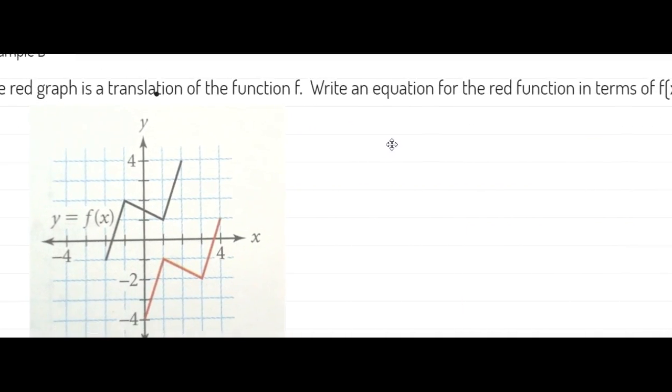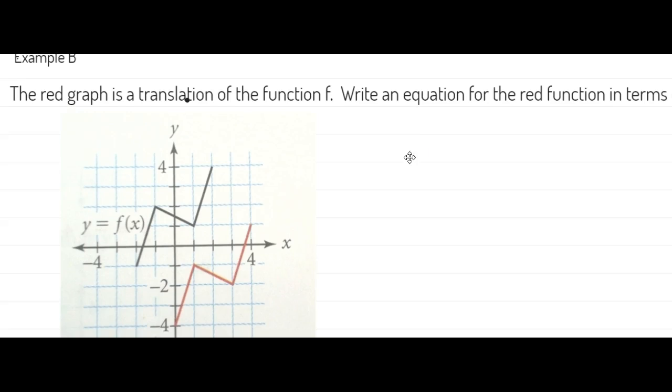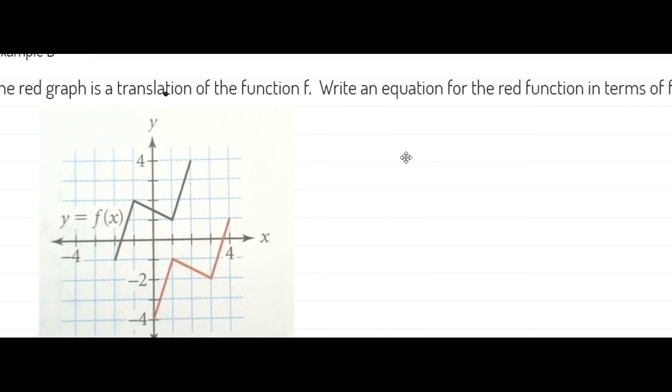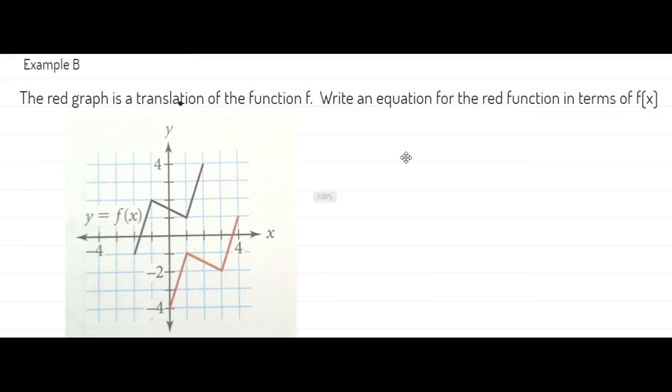So now let's move on to example B here. Alright, so example B says the red graph is a translation of the function f. Write an equation of the red function in terms of f of x. There we go, now we can see it all. Okay, so we see this red one here, and you may not be able to have the colors on there because we couldn't print in color, but you can see the red one is the one that's down here, okay? So in case you were wondering, you might just want to label this one as the red one. Okay, so the red graph is a translation of the function f. So this one is our f of x.